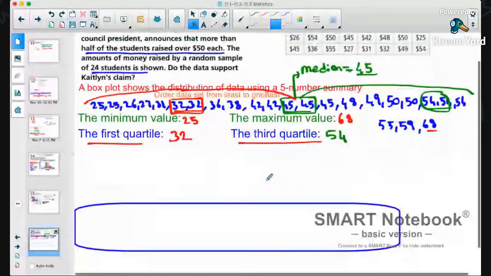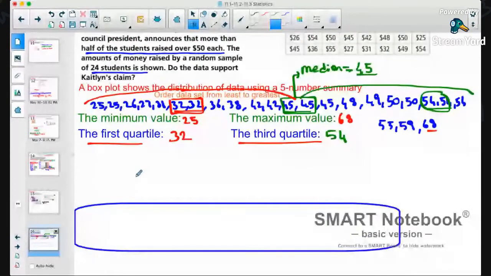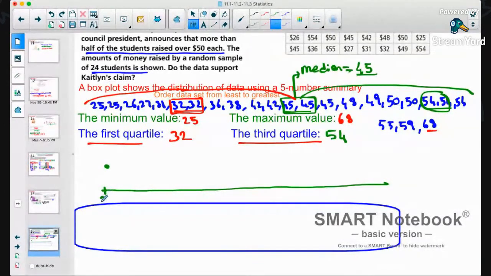So what am I going to do? Let's plot these five points first. Of course, you are going to create the number line. Let's create the number line first. And this is 25. I'm not going to plot all the data on the number line. I'm going to just choose those key points. So highest point is 68. After that, the median is here, 45. First quartile is 32. And the third quartile is 54.